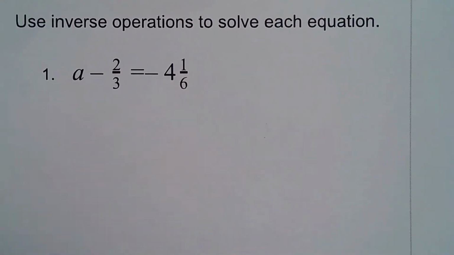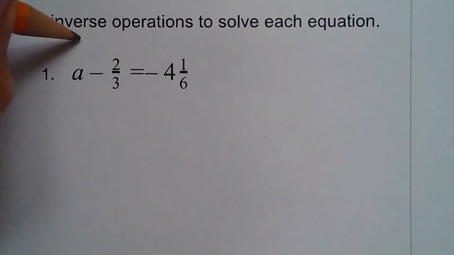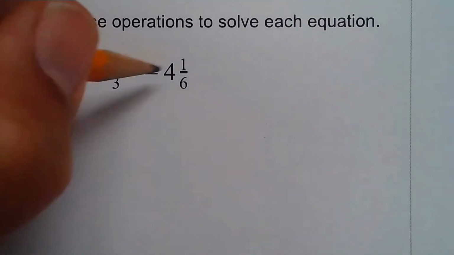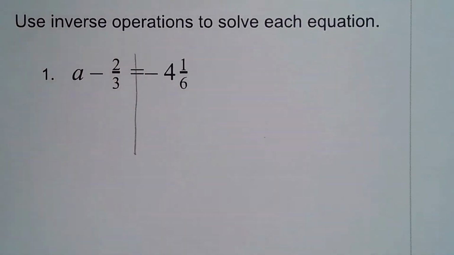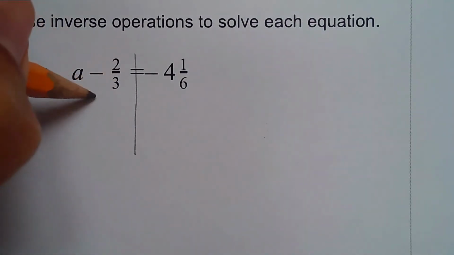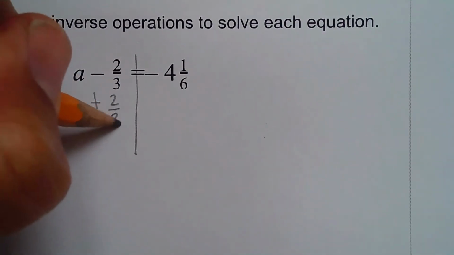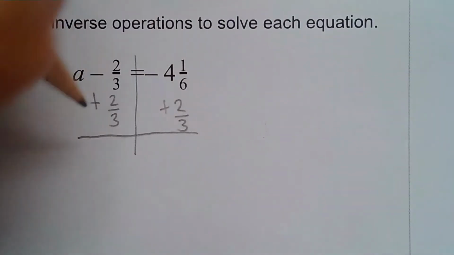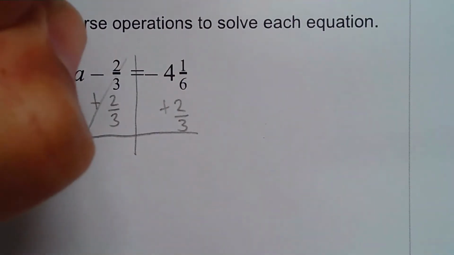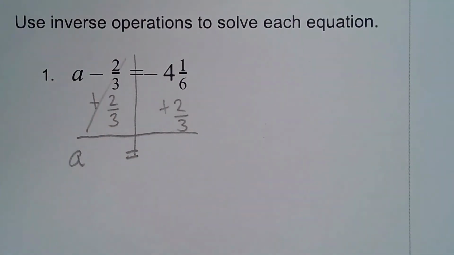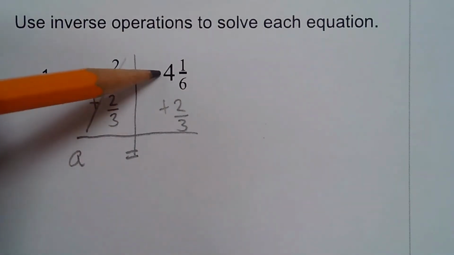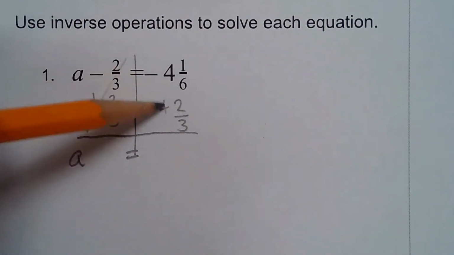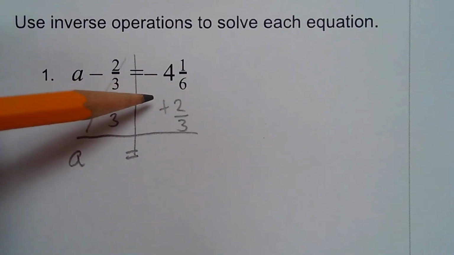Use inverse operations. The inverse means to use the opposite operation. So if there's two sides to the equal sign, I would add 2/3 to both sides. And these would cancel each other out. I'm about to know what A is equal to, but I have to combine these. This is a negative, this is a positive. They're different signs, so I have to subtract them.